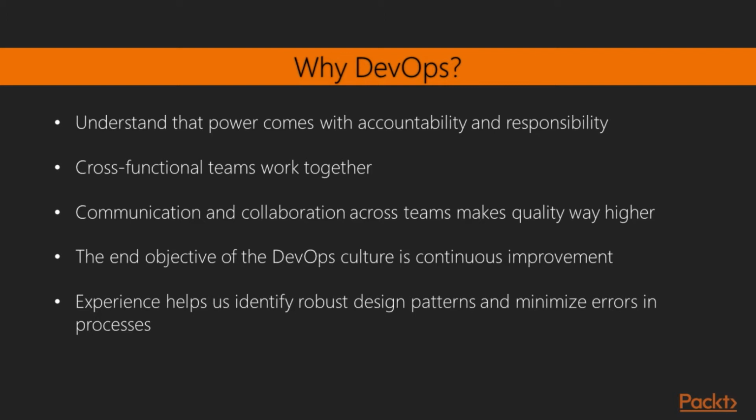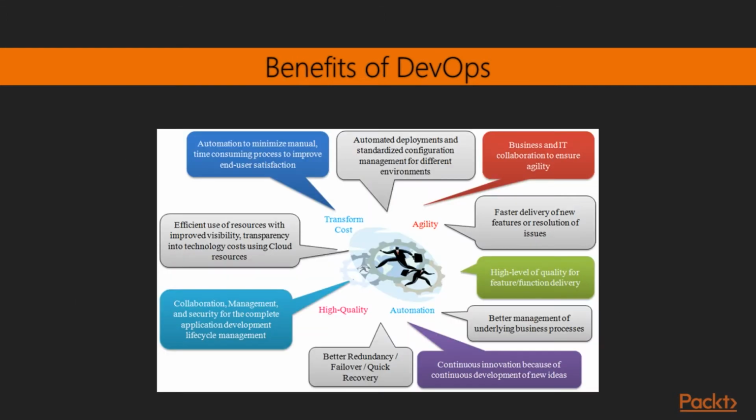The end objective of DevOps culture is continuous improvement. We learn from our mistakes and it becomes experience. Experience helps us identify robust design patterns and minimize errors in processes. This leads to an enhancement of productivity, and hence, we achieve new heights with continuous innovations. The benefits of DevOps.